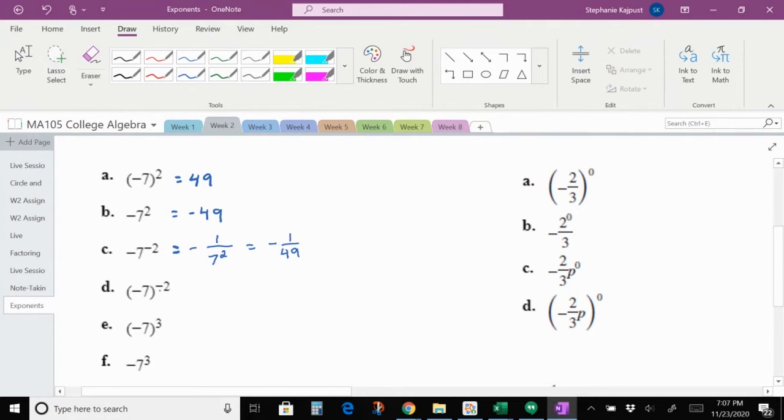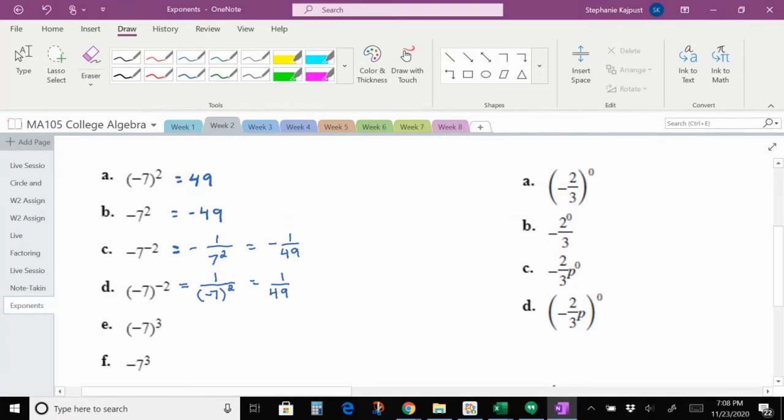Now this is different from D because the negative is now in the parentheses. So in D, we're taking the reciprocal of the -7 part. So now you have that (-7) in parentheses as squared, because now when you take that reciprocal, the exponent becomes positive. And then we saw in part A, (-7) squared is 49. So this gives us a positive 1/49. So where the parentheses are really matters for your answer.